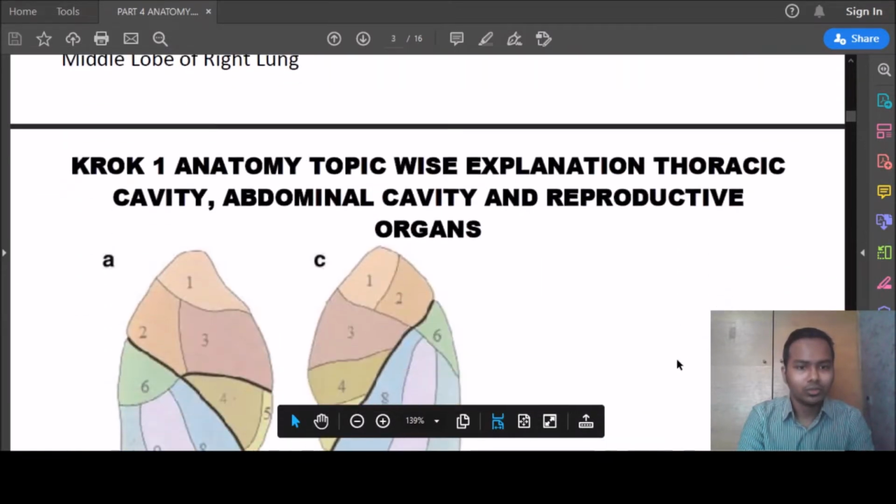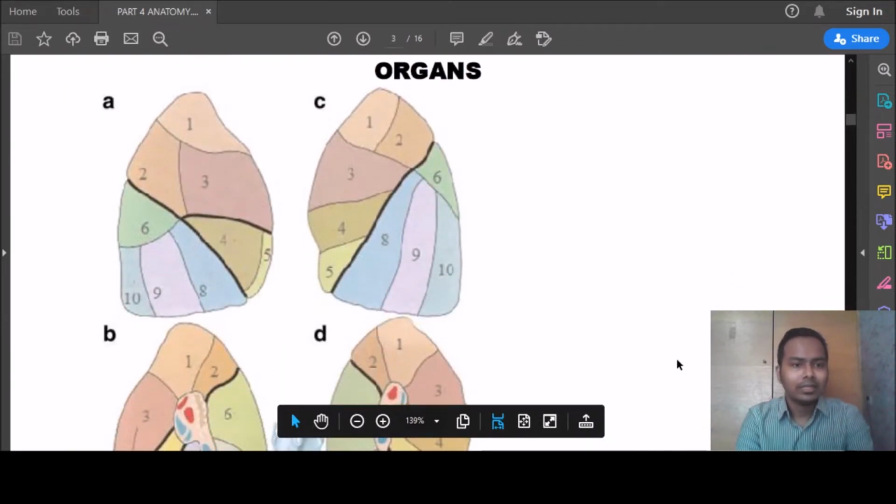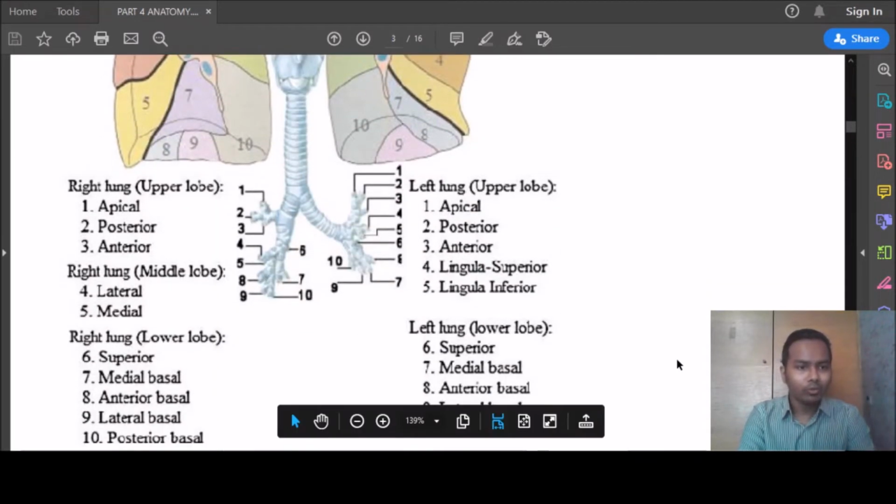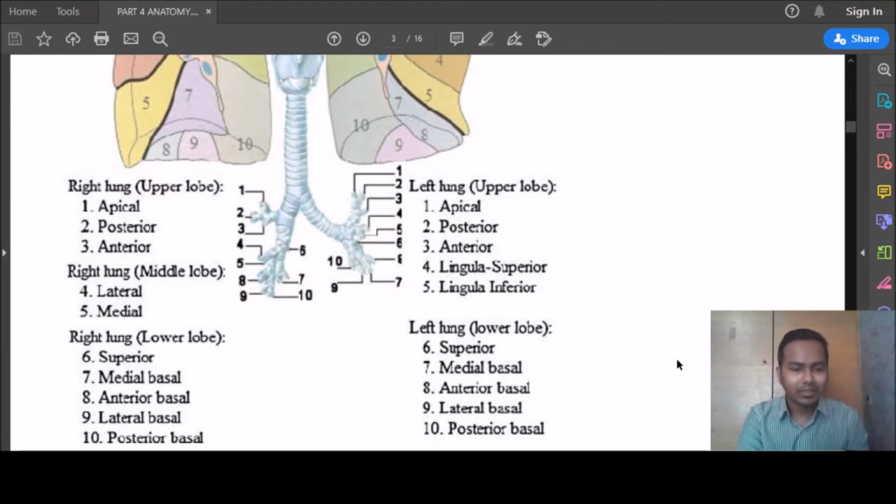I'm going to show you an image. The lungs have lobes, and in the lobes there are segments. In the upper lobe there are 3 segments: apical, posterior, and anterior. In the middle lobe, lateral and medial. The lower lobe has superior, medial basal, anterior basal, lateral basal, and posterior basal. In the left lung there are 2 lobes, upper and lower. The upper lobe has 5 segments, and the lower lobe has 5 segments.